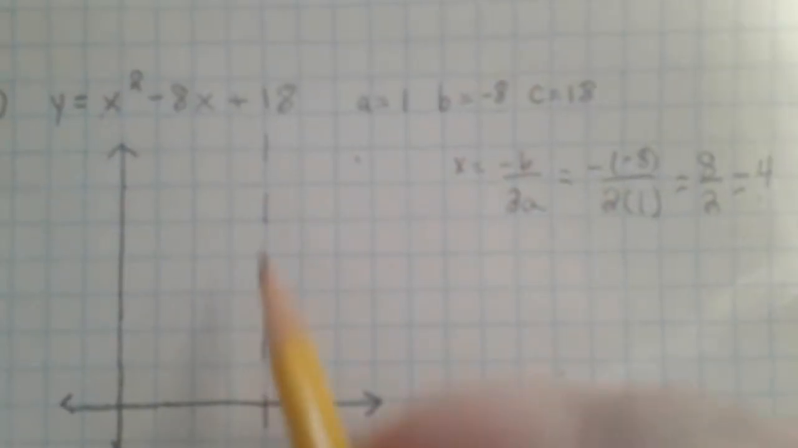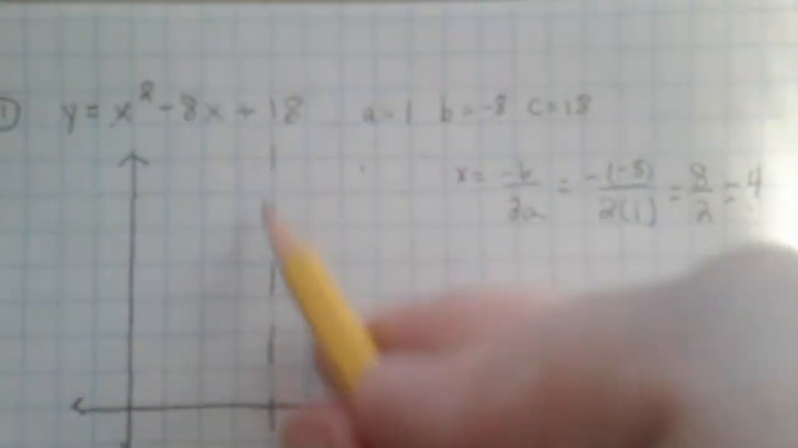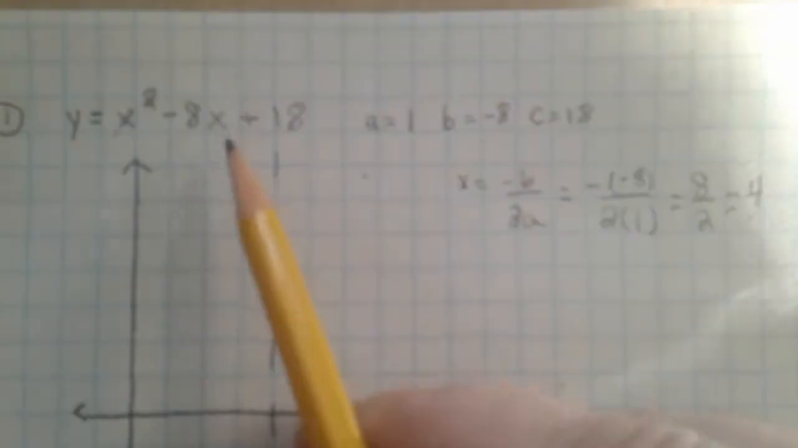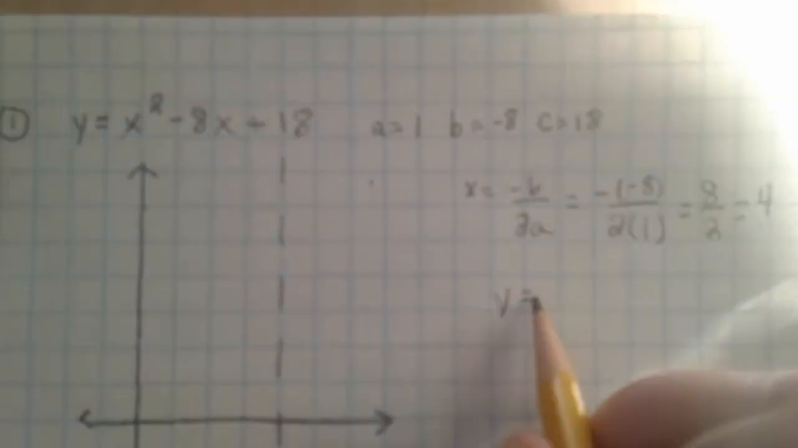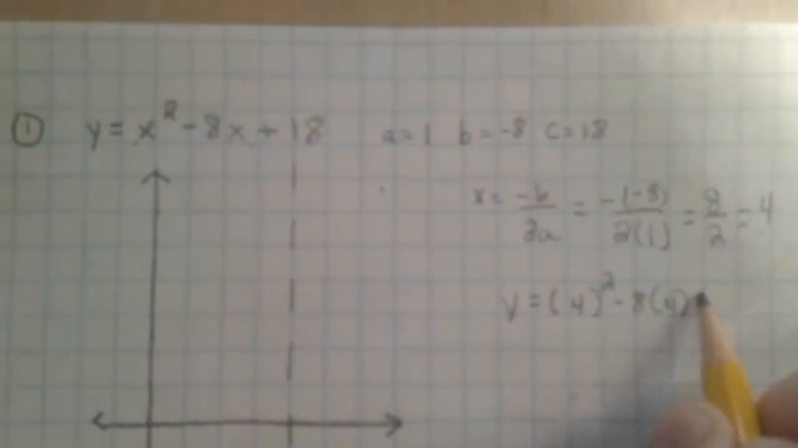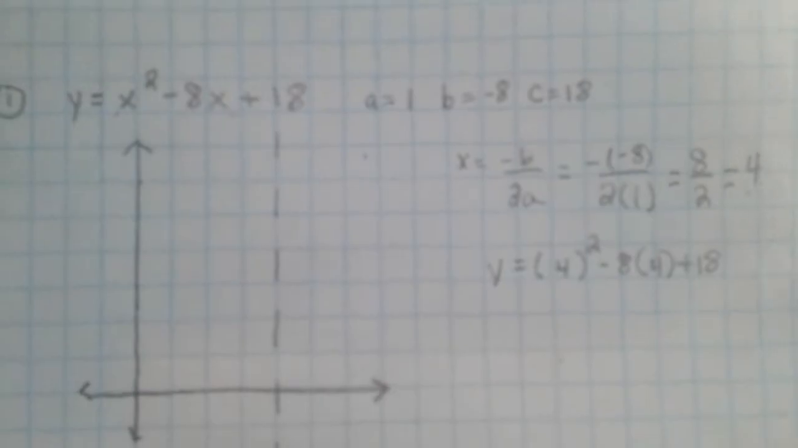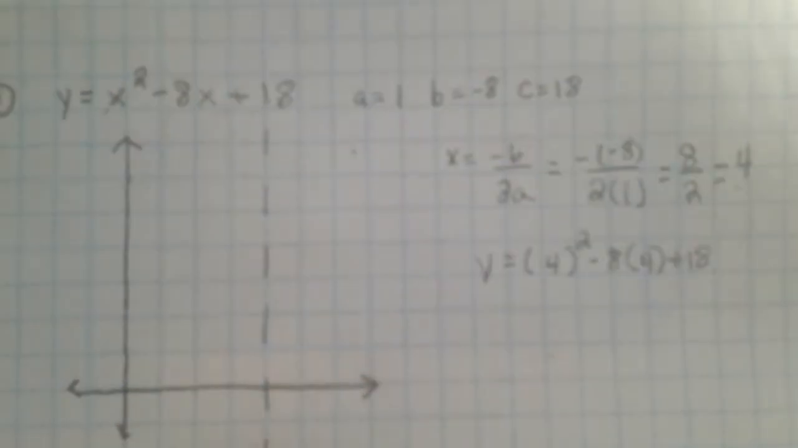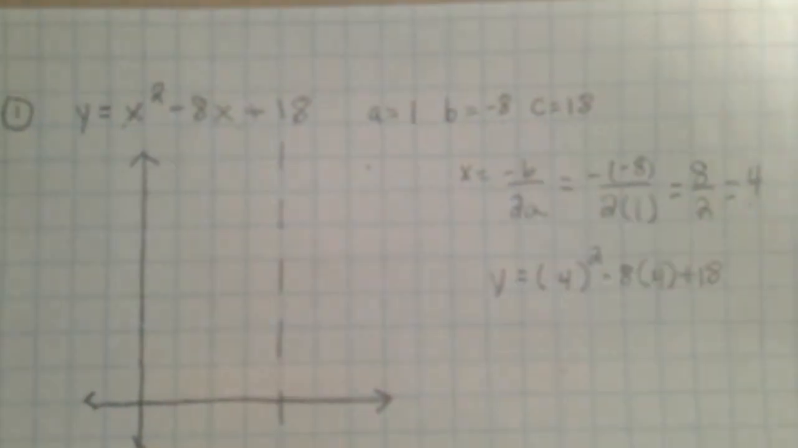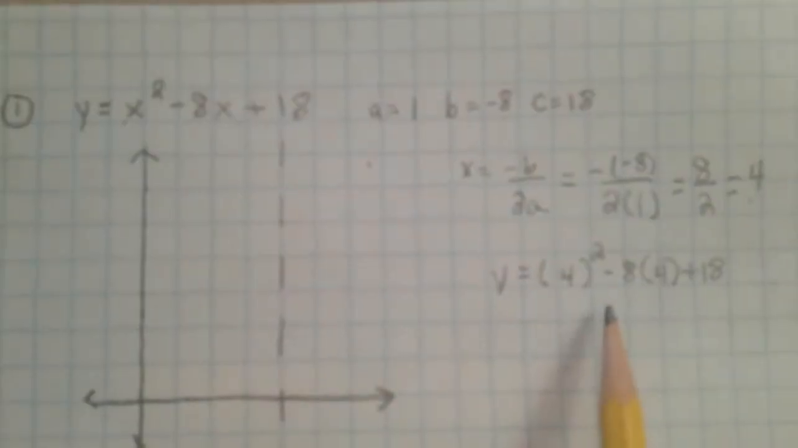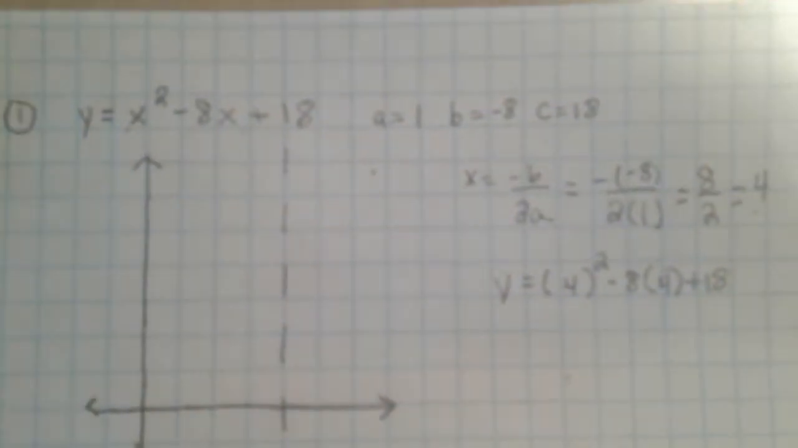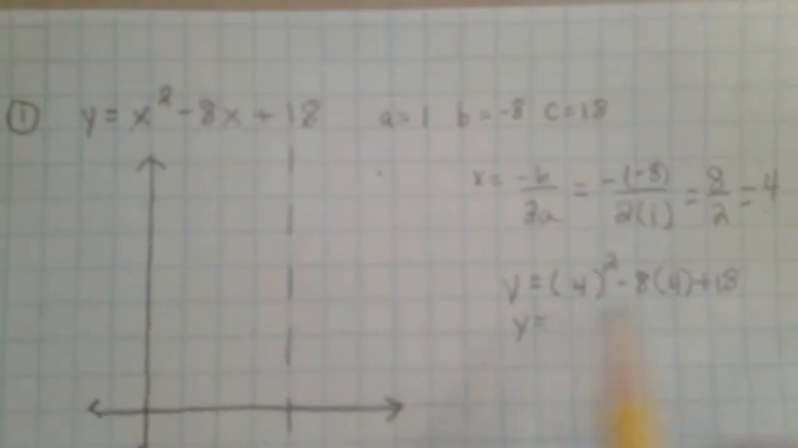Now, to find the y-coordinate of the vertex, where that vertex is going to lie on this dashed line, I'm going to plug 4 into my original equation. y equals 4 squared minus 8 times 4 plus 18. Once again, if you're using a scientific calculator or a graphing calculator, if you downloaded one onto your phone, like I kind of hinted we should do, this isn't going to be bad. You just type this in just like this, exactly where the parentheses are. If not, you have to follow the order of operations.